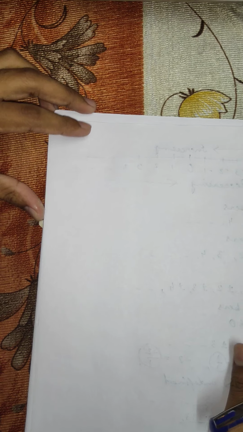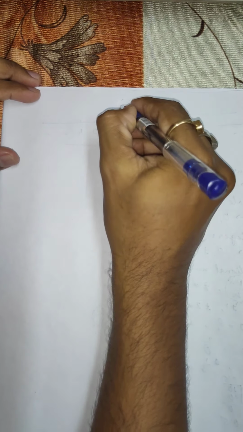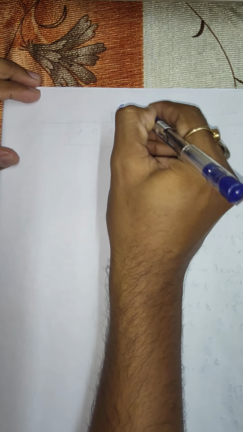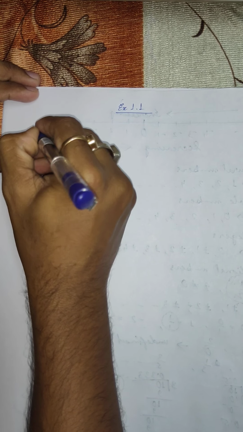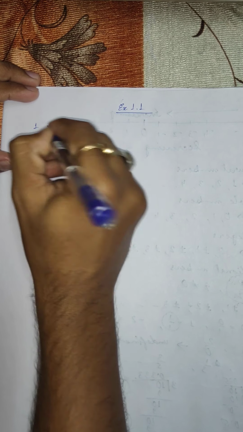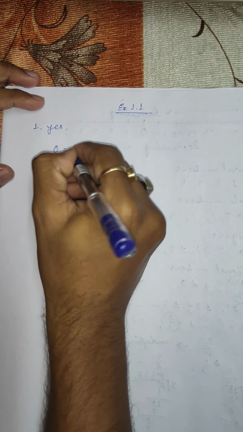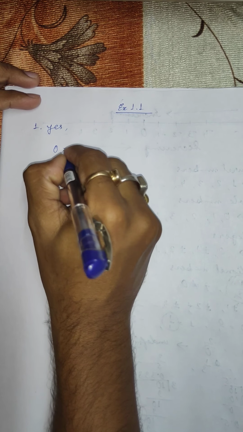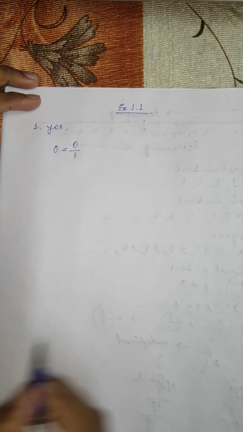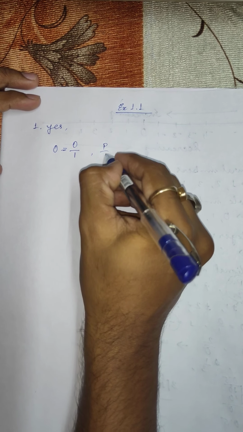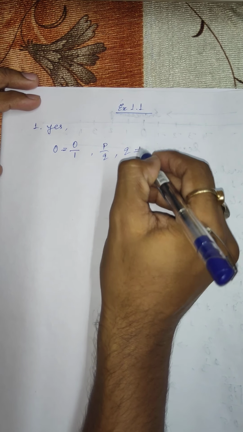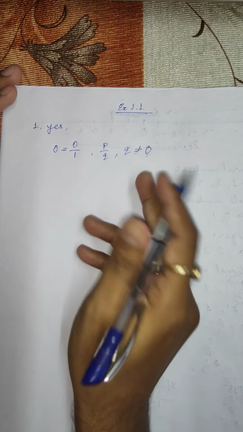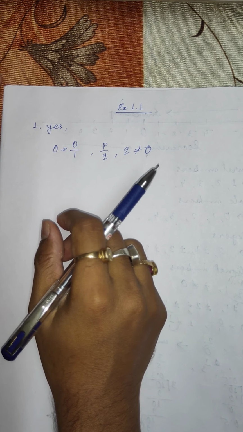Is 0 a rational number? The answer will be yes. And 0 we can express in the form of p by q, simply 0 by 1. So this is the p by q form, and q, the denominator, is not equal to 0. So this is a rational number, and we have expressed it.